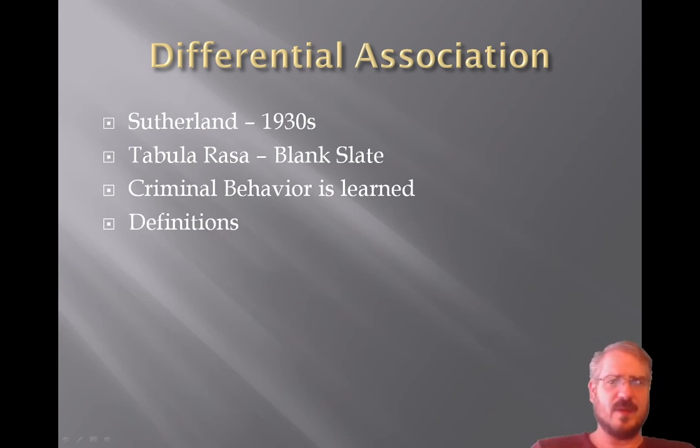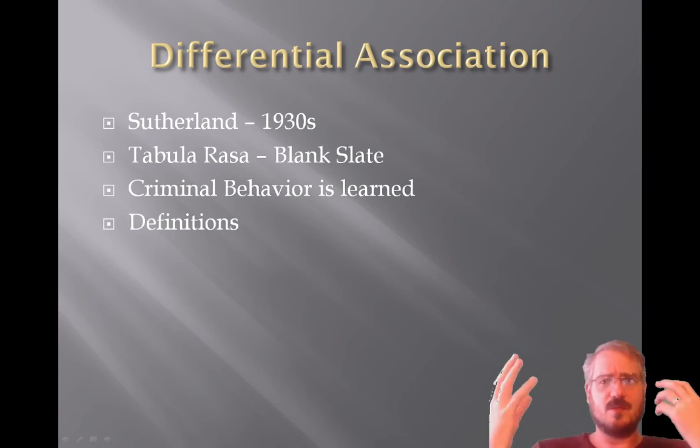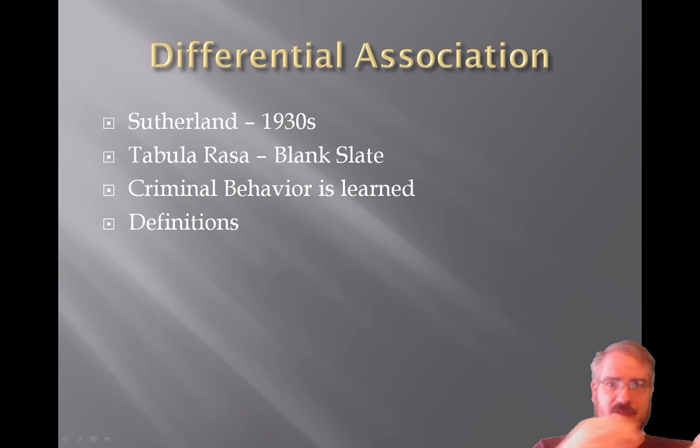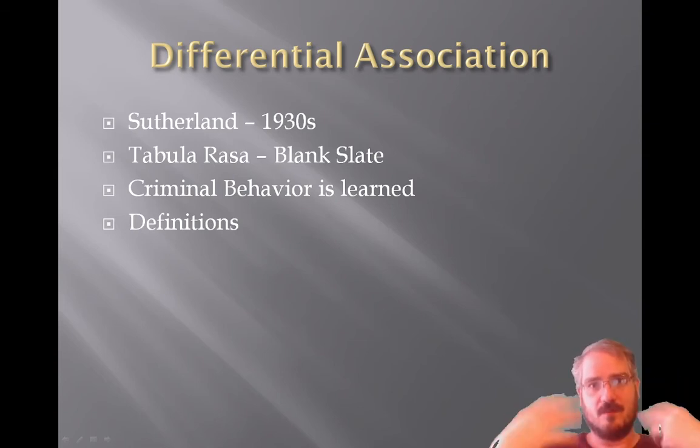Remember, way back in section one, we talked about how different theories had different assumptions about human nature. Some theories assume that people are inherently good and something has to happen to drive them towards crime. Other theories assumed people were inherently evil and had to have something prevent most of us from acting on that criminal impulse.